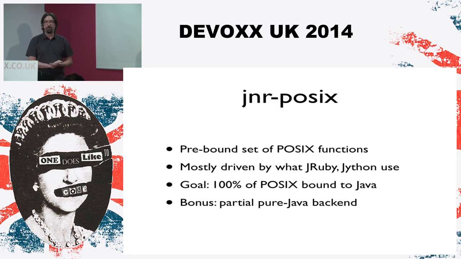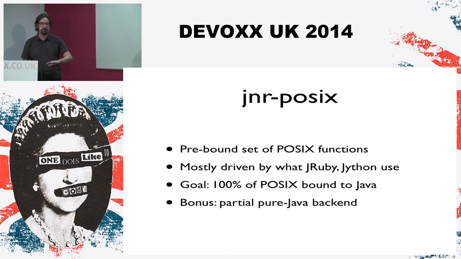Now, I mentioned pre-binding a whole bunch of functions. JNR POSIX is a slowly growing set of all of the POSIX functions that we've needed access to. Very easy to add others. Somebody just added gethostname, so you could actually have access to the raw gethostname from the operating system level. Like I said, it's mostly been driven by what JRuby uses. To a lesser extent, Jython folks have also wanted to pull in some of these functions, and so they've added a few things. We'd love to have basically 100% of POSIX bound into this library.